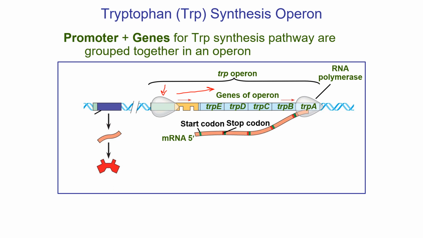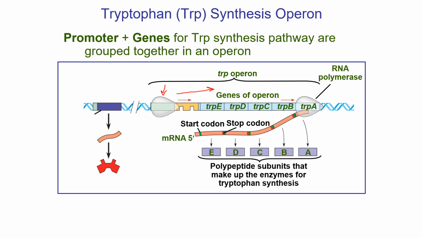And once again, the messenger RNA is going to have 5 gene sequences in it, and each one of those is going to have a start codon and a stop codon. And that's going to be turned into 5 different proteins. We're going to have these 2 coming together to make one enzyme, and these 2 coming together to make one enzyme, and then we've got C on its own functions as an enzyme. So that's our promoter. That's where RNA polymerase is going to bind.